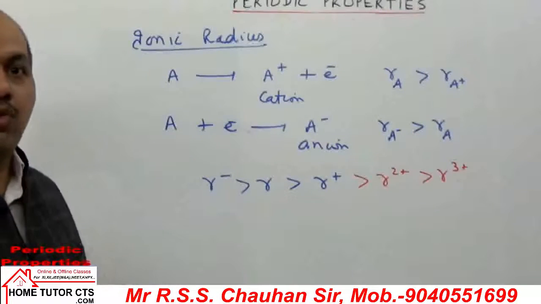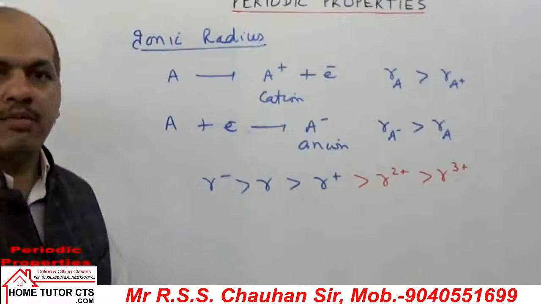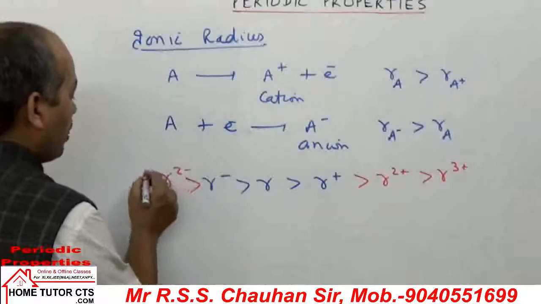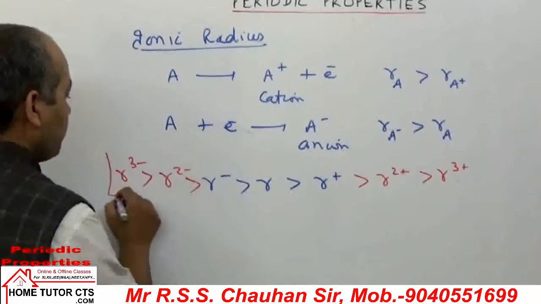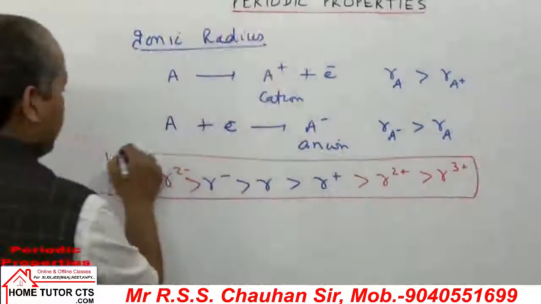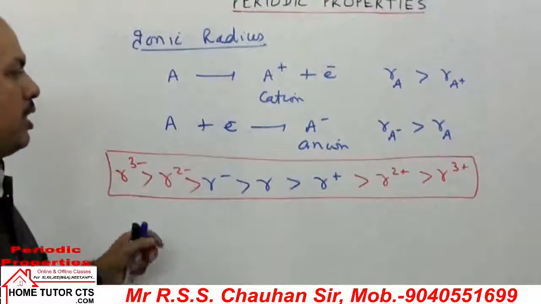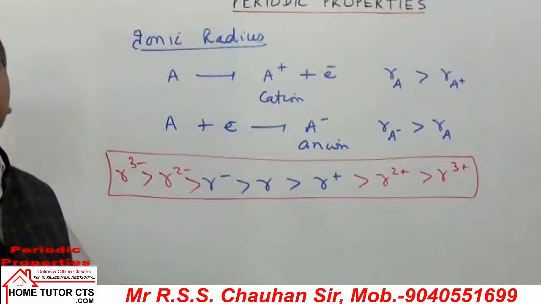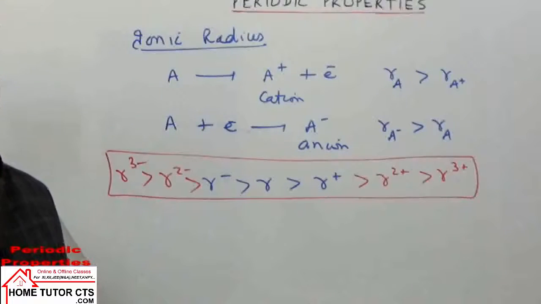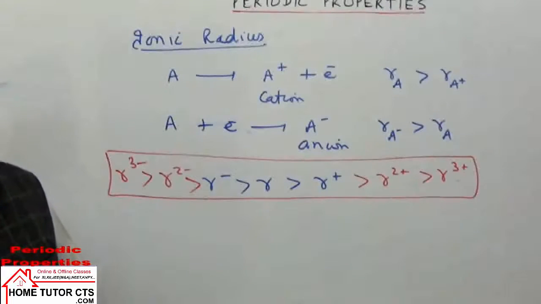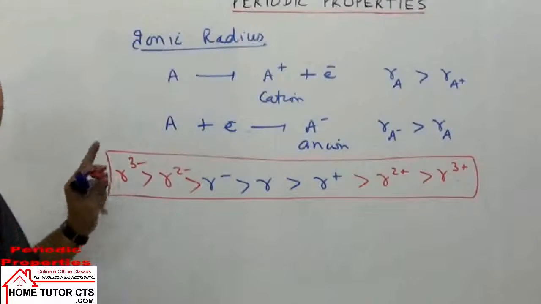More and more attraction by the nucleus means the size of the atom will contract. And anion size: if anions have more negative charge... so you can take this point here. If the same element is taken, if they have higher positive charge, the size decreases, and if they have higher and higher negative charge, the size increases.